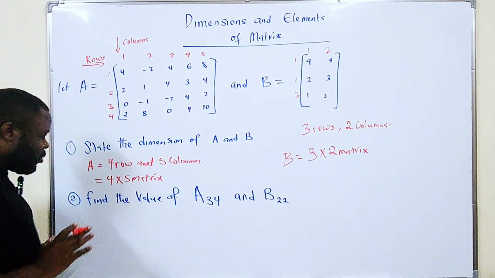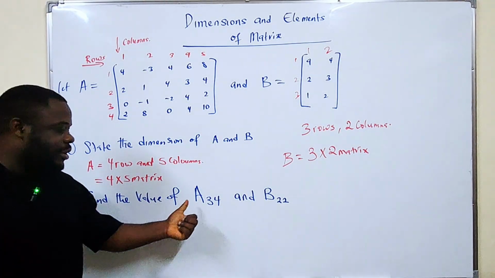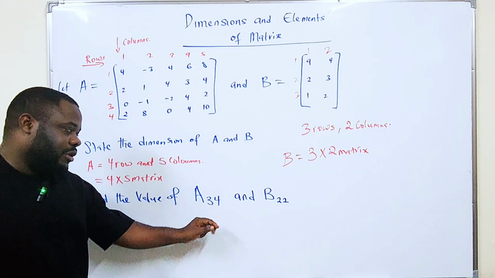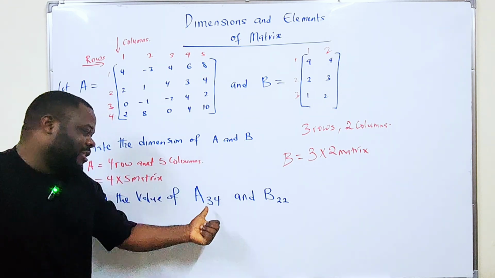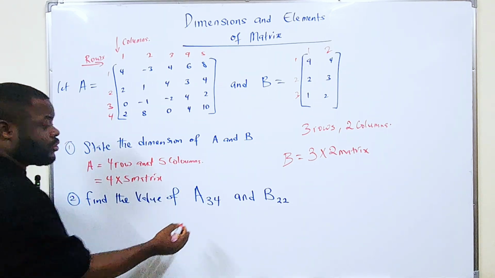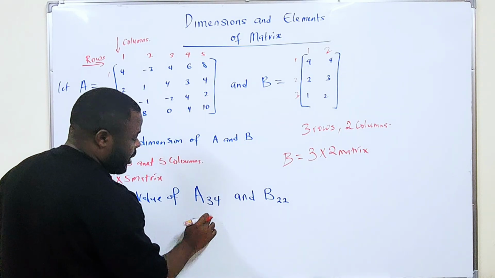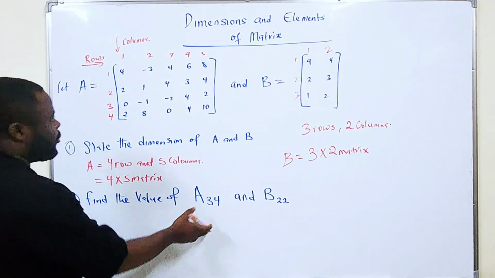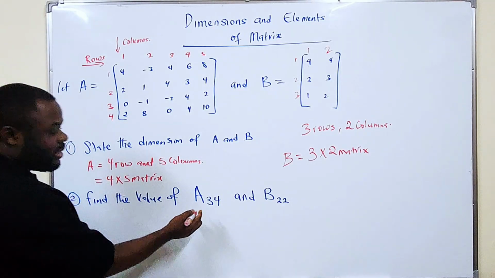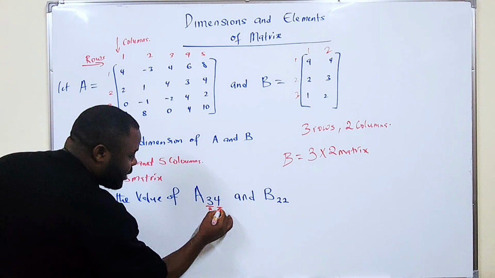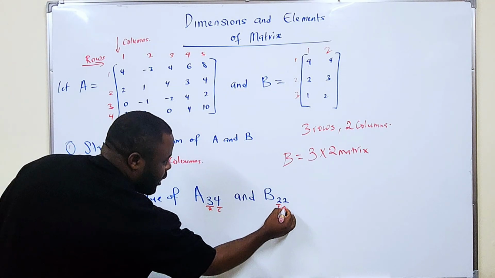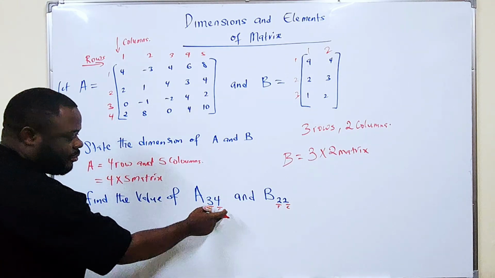Now for the second question, they said to find the value of A34 and B22. We don't say 34 with a comma. Normally people put a comma here, but we don't normally do that. So this is the standard practice, 34. What does it mean? It means this is your row and this is your column. Row comes first before column.